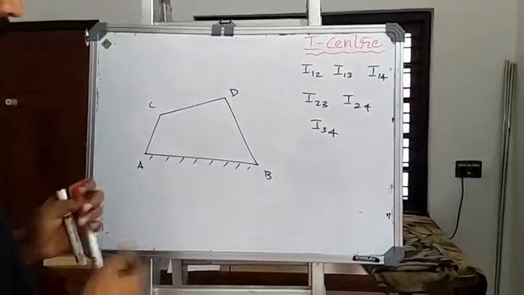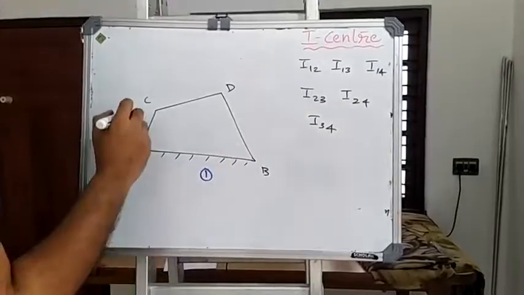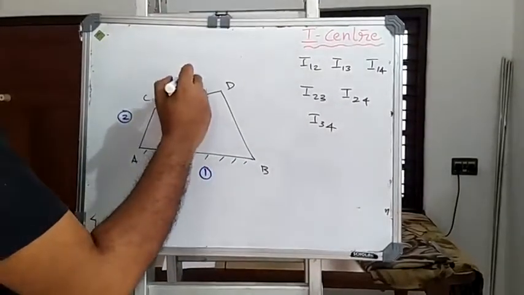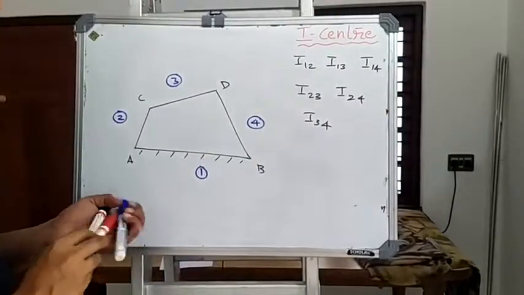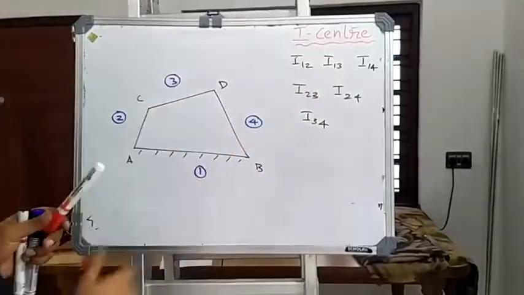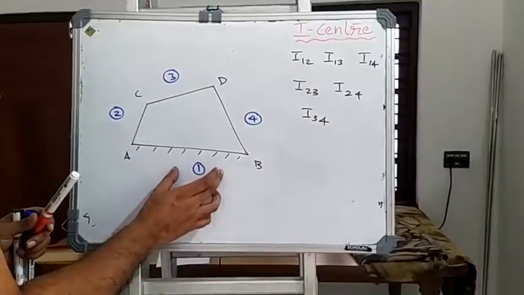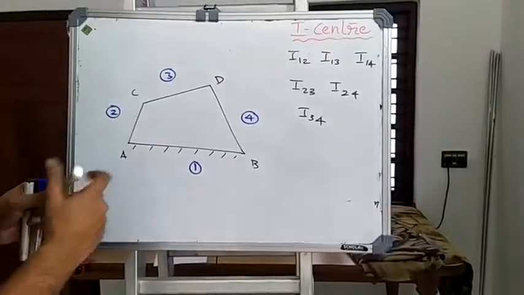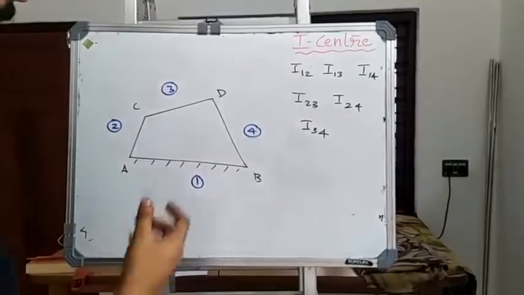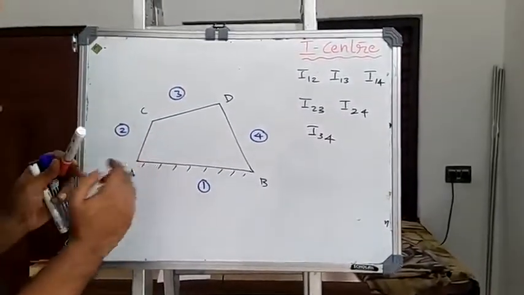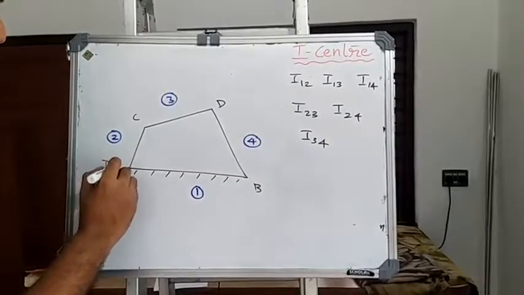Now, I12. Which are the links here? Let us first number the links here. Let the fixed link be number 1. Let the crank be link number 2, let this be link number 3, and the output link be link number 4. So, which is I center I12 here? I center I12 is the I center made by these two links 1 and 2. As these two make a turning pair, the I center should be at the point of the intersection. That means I12 will be here.